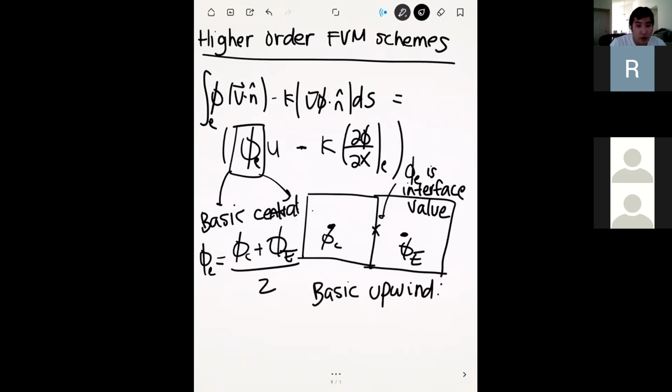And then the other basic scheme that we went over was a basic upwind, where if we know the direction of the velocity, we can say that this interface value is going to take the value on the upstream side. So if we know that u is greater than 0, so u is going from left to right like this, then the upstream value for phi sub little e is going to be phi sub c. So if we're using a basic upwinding scheme, then phi sub little e is going to equal phi sub c.